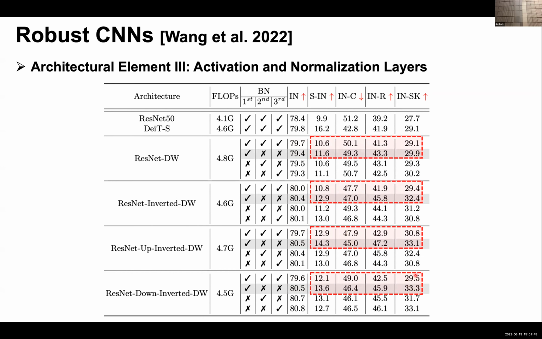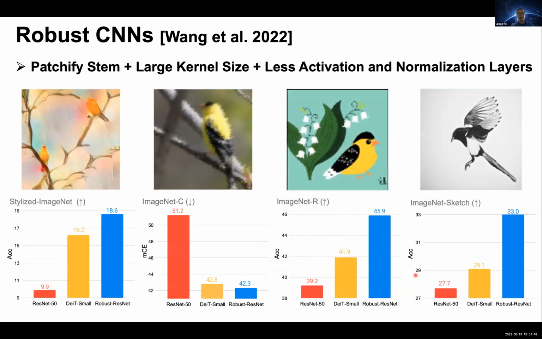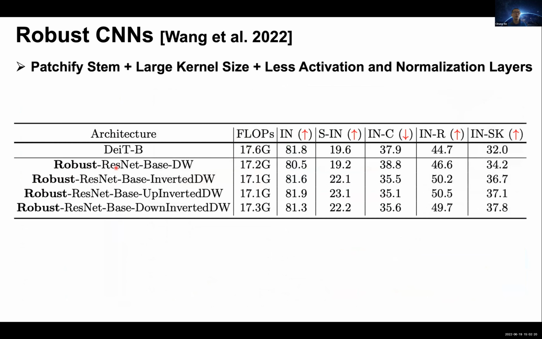So basically, all the components we find, and we find further evidence that by combining patchify, large convolutional kernel size, and fewer activation and normalization layers together, you have the robust ResNet architecture, and it can perform even more robustly than the DeiT, the vision transformer architecture. The experiment is done at the ResNet-50 scale, and we also do some scaling up. We try the DeiT-Base model, and we find that the conclusion still holds.